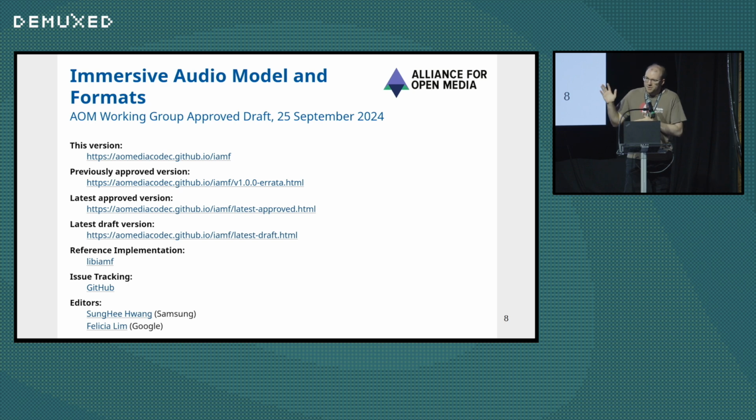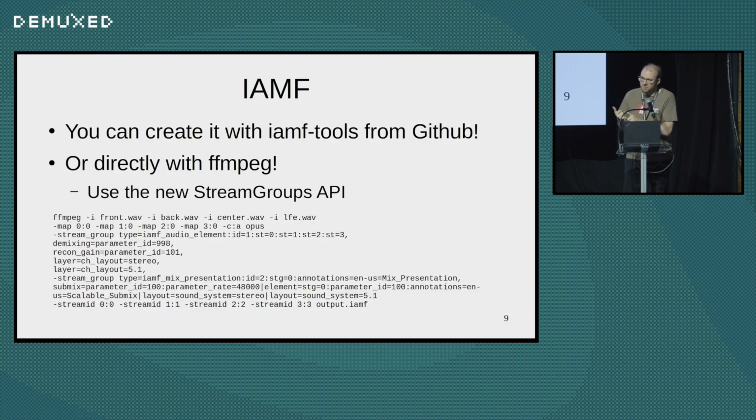This format lets you encode existing formats like AAC-LC, Opus, FLAC, and WAV into a container, which is then contained again inside an MP4. So it's a container within a container. You can create that right now with IAMF tools on GitHub. You can also do it with FFmpeg with the stream groups feature. As you can see from the command line, it's a little bit hard to use. You can use an API, or you can use FFmpeg to convert, like, an IAMF FLAC to IAMF Opus.